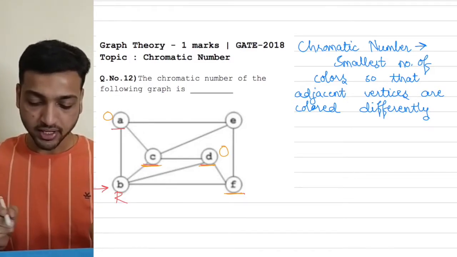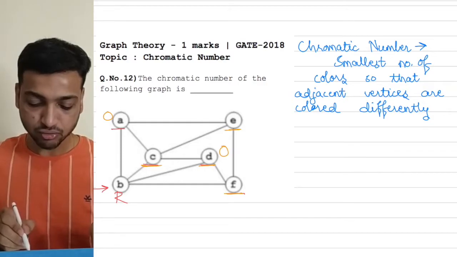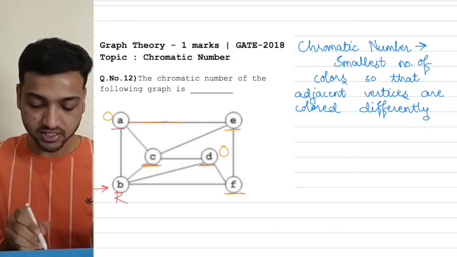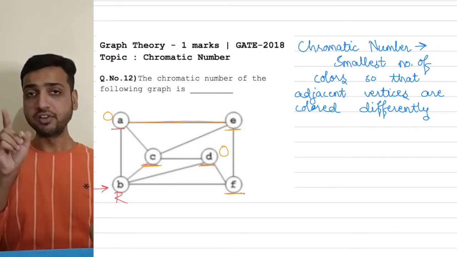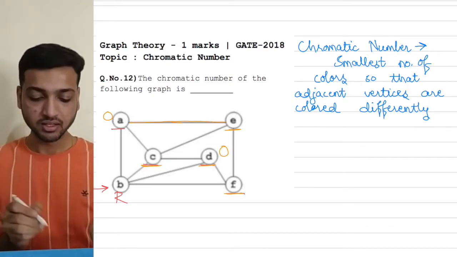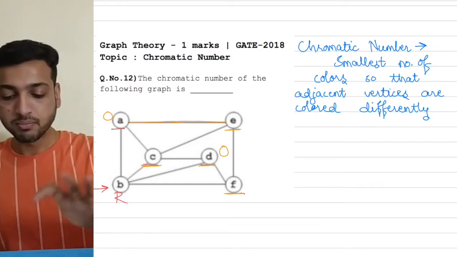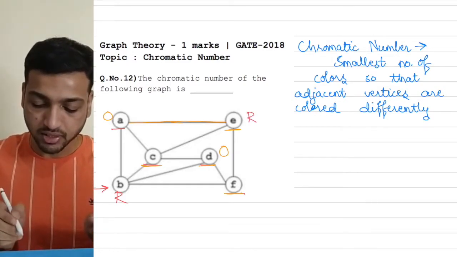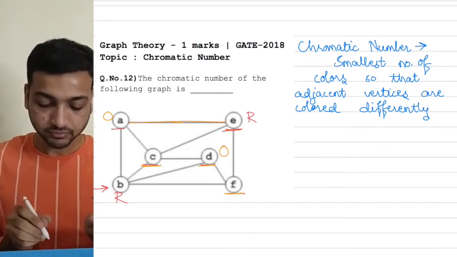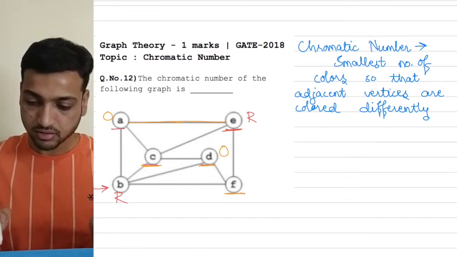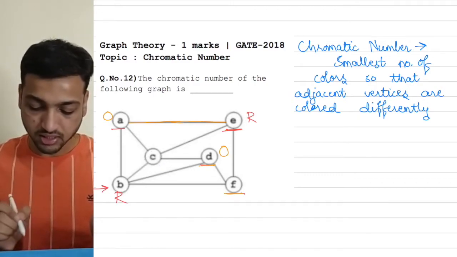And let's focus on E. E also cannot be made orange because A, which is adjacent to E, is orange. However, E can be given red. Red is at B and B is not adjacent to E. So let me mark E as red. So E becomes red. Okay. And let's clean this so that there is no confusion. So C is not yet colored.